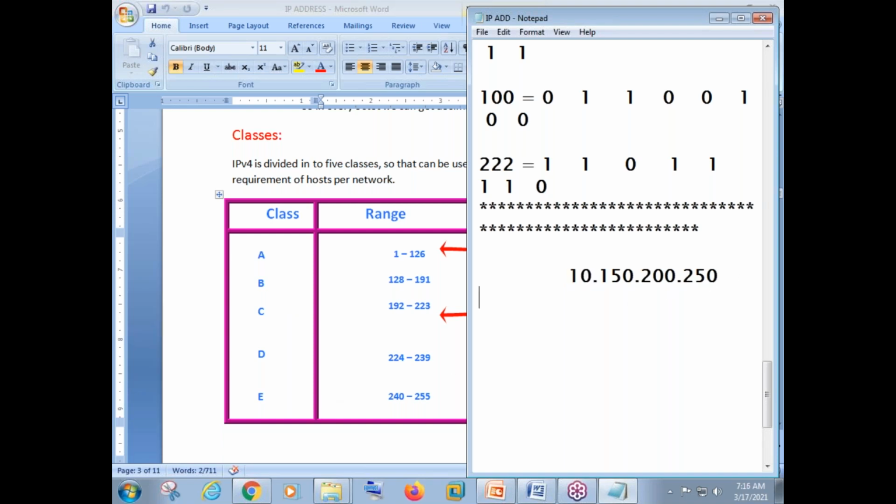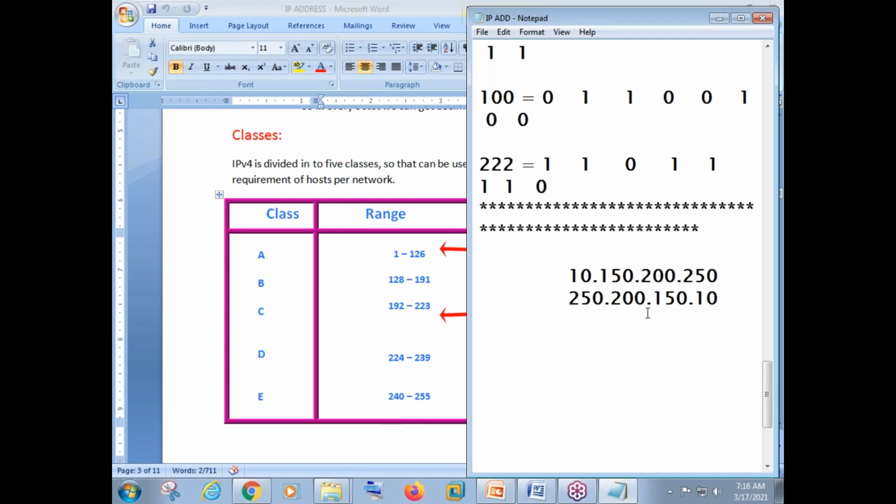Okay. Now if I take one more example, like 250.200.150.10, I just reverse the number. Now see, all the octets are in the range 0 to 255 only. Fine, that is okay. But what is the number we are using in the first octet? It is 250. So 250 comes under which range? It comes under the class E range.